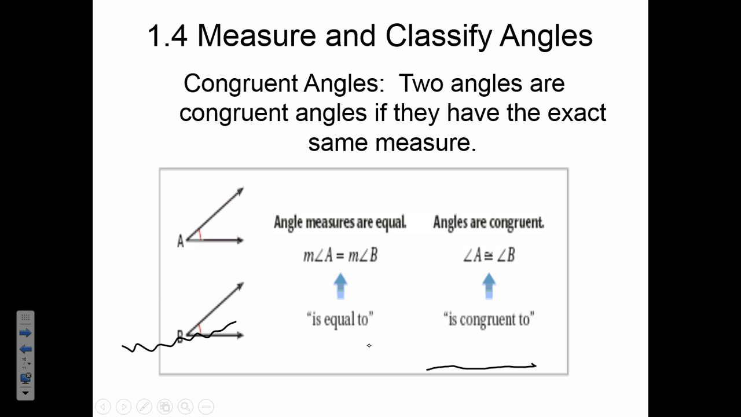All right, congruent angles. You've already been introduced to congruent angles, but it's two angles that have the exact same measurement. When you put an equal sign, it means the measurement, so it means that their measurements are equal to each other. The congruent sign means that they're the exact same shape. So these two angles are the same shape, and if they're the same shape, then they also have the exact same measurement. So the equal sign deals with measurements. The congruent sign basically means the exact same shape.